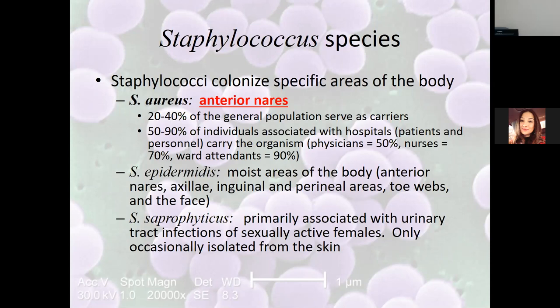I have a question. Yeah. When you're looking at urine under the microscope and you see rods, can you also see the cocci? Yeah, rods are usually easier to see.